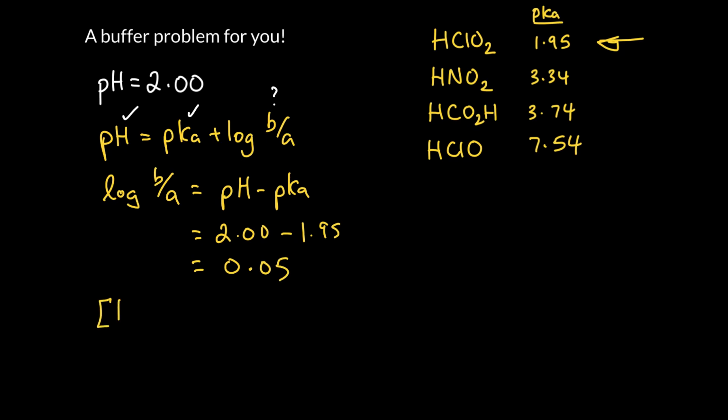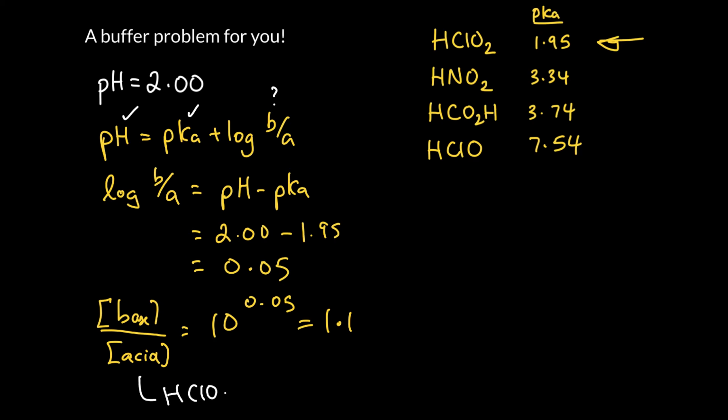So if we want the actual ratio of base to acid, we have to anti-log, and that is 10 to the power. So we would take 10 to the power of 0.05. And on my calculator, I get 1.1 as that ratio. So what exactly is the base we're looking at here? So we've got HClO2. Clearly that is the acid. The conjugate base is exactly the same thing, minus a proton, so that is the ClO2 minus ion. So what we'd have to do is have that ratio of those two concentrations, 1.1 to 1.